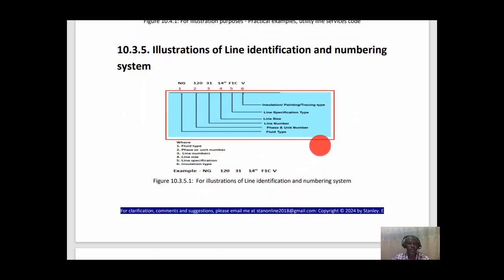As explained above, find another illustration of line identification and numbering system. Imagine this as your line identification. Here the first number is our flow type. The second number is the phase or unit number. The third number is what we call the line number. The fourth number is the line size. The fifth number is our line specification number. And the sixth number is our installation type.